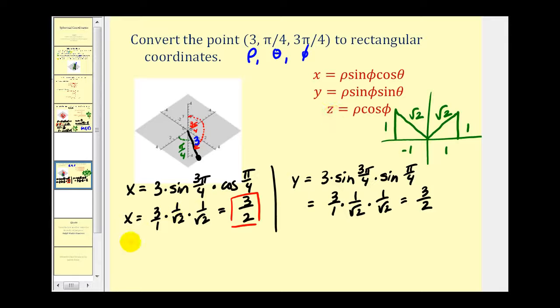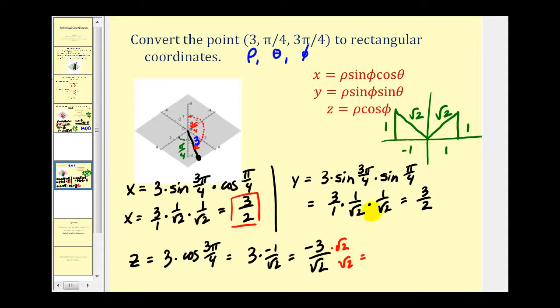And now we're left to determine z. Z is going to equal rho times cosine phi, or 3 times cosine 3 pi over 4. It's going to give us 3 times the cosine of 3 pi over 4, which is going to be negative 1 over square root 2. So it looks like we have negative 3 over the square root of 2. If we want to rationalize this, we can. We're going to have negative 3 square root 2 all over 2.